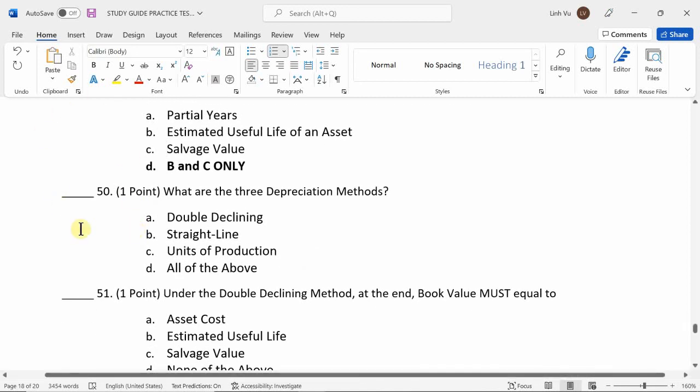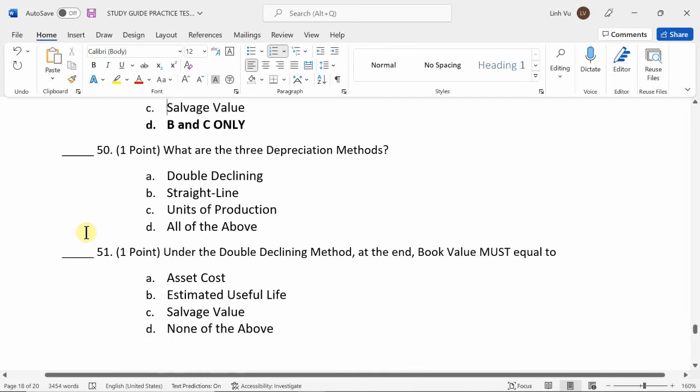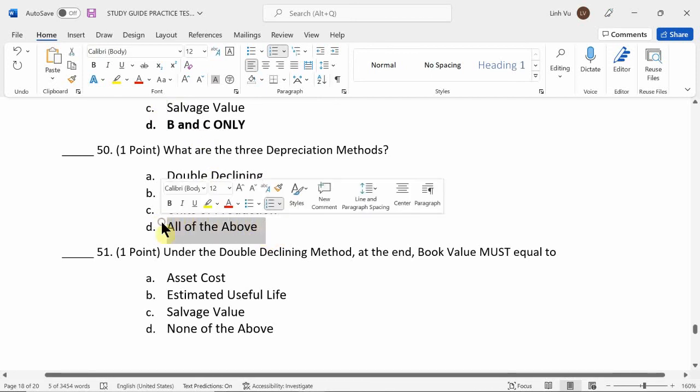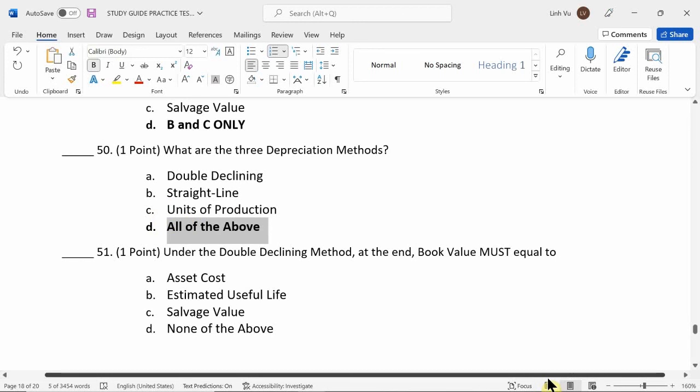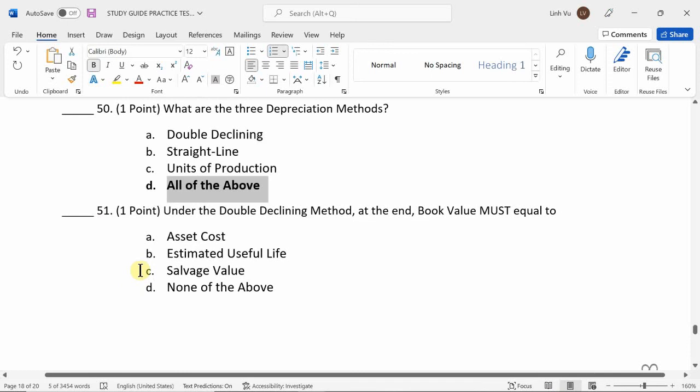Okay? And question 50, okay, what are the 3 depreciation methods? All of the above. That is correct, right? I taught you every single one. Double declining, I taught you straight line, and I taught you units of production. And of course, there's more than that, right? There's sum of the years, there's all those. But what I taught you in this class is these are 3 valid depreciation methods that do exist, and I taught you all 3 of them. Okay. Number 51.